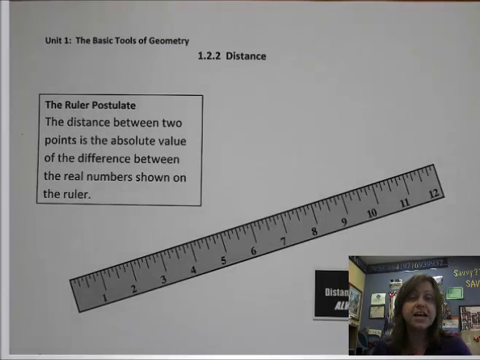Hi guys, in this lesson we're going to talk about distance and how to use the ruler postulate to calculate the distance. Now remember, a postulate is just a simple statement. It's real easy for everybody to accept, and we just say I believe. So let's read through the ruler postulate.